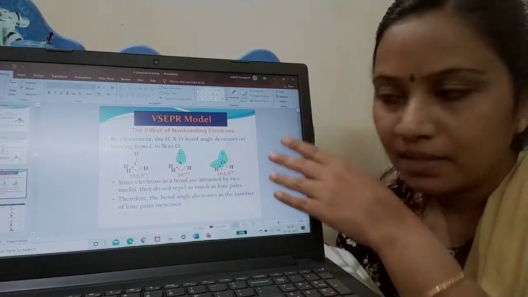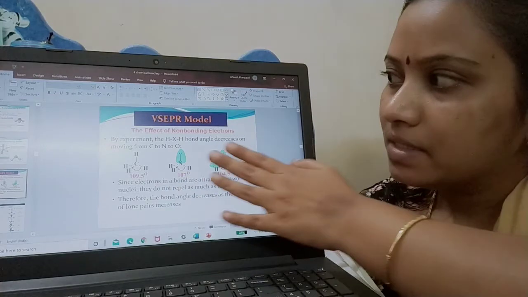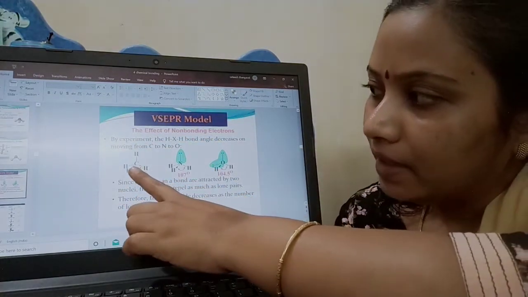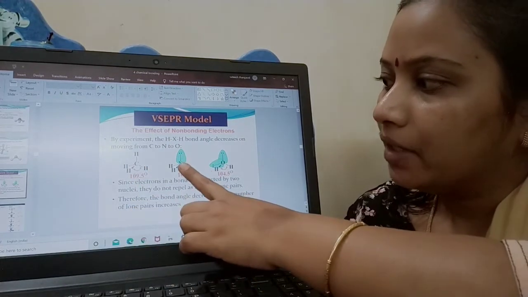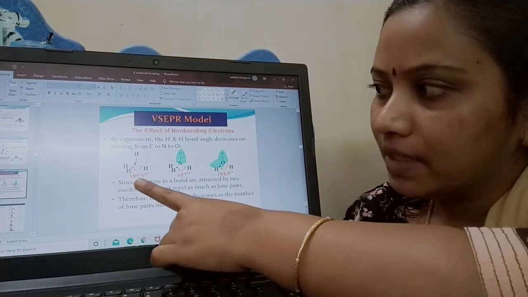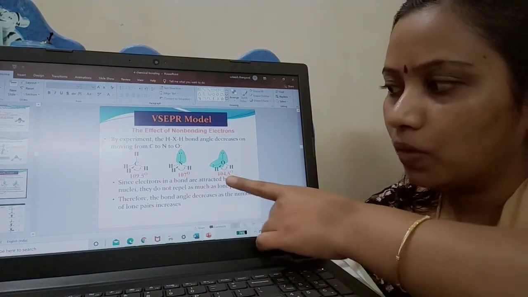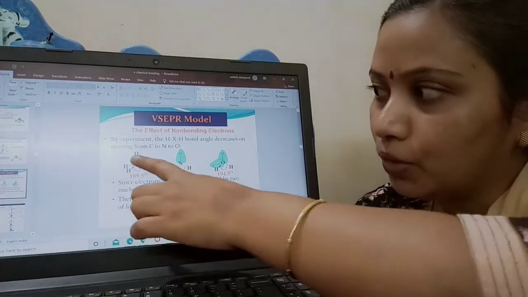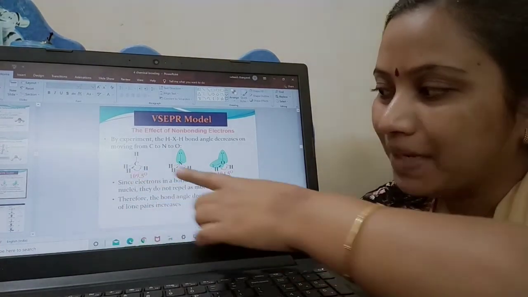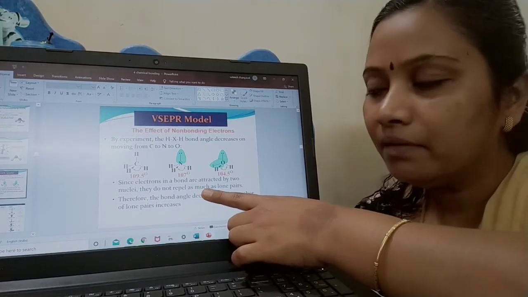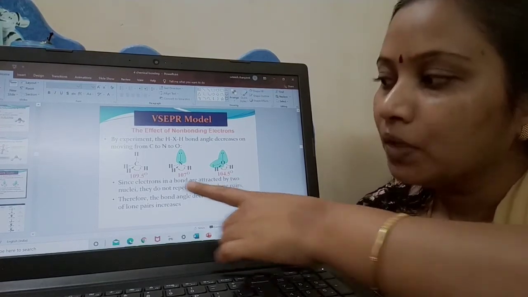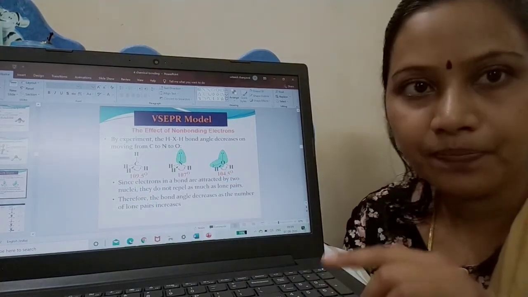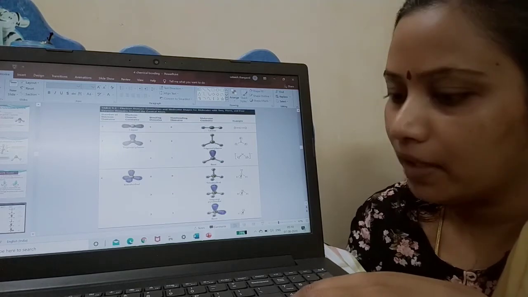Now I am repeating this slide again. This is the effect of non-bonding electrons as per VSEPR theory. The bond angle decreases as we move from carbon to nitrogen and nitrogen to oxygen. The bond angle is decreasing from 109.5 to 107 to 104.5. Why is this happening? Because the electrons are attracted towards two nuclei and there is not much repulsion as there would have been when they were lone pairs. And also the bond angle is decreasing as the number of lone pairs increases.